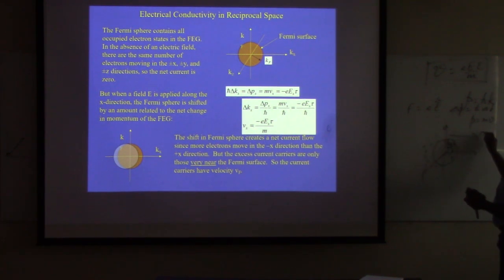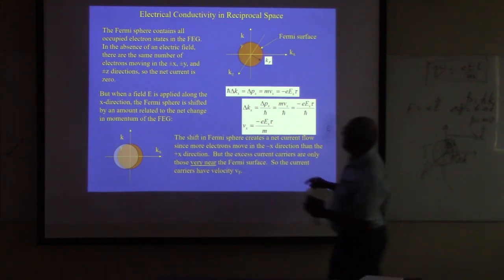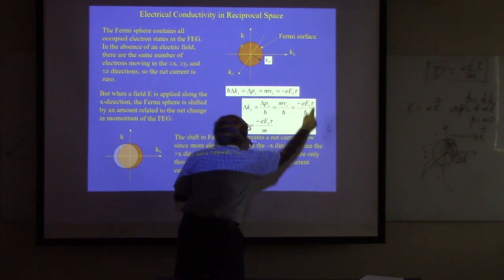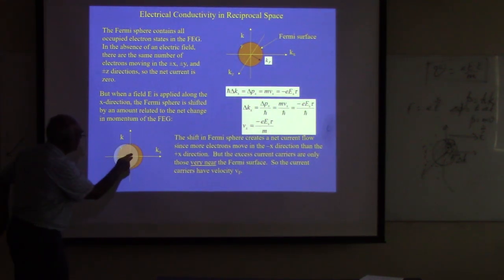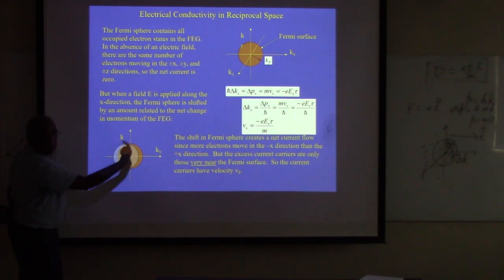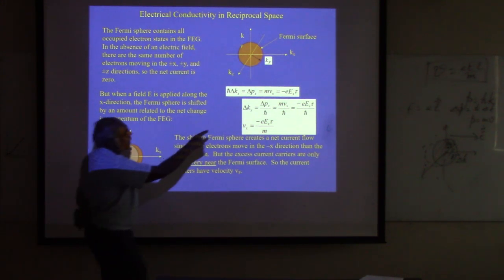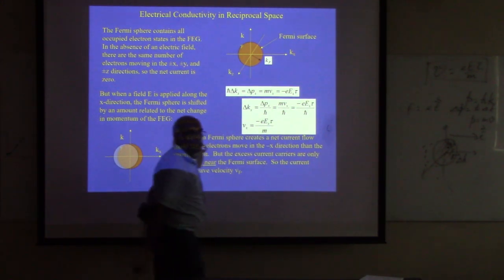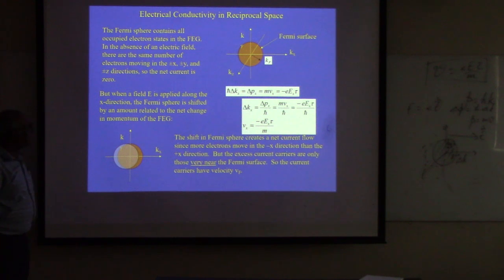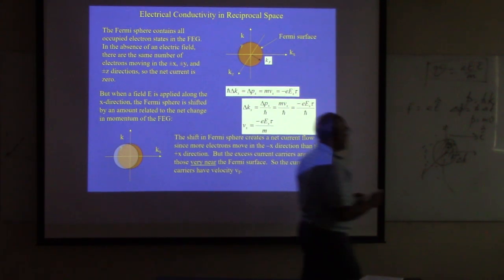Suppose the electric field is in this direction, so this is going to be shifted by Δk, by this much. If you look at this one, you can see this was the one before. After the electric field, it moved by negative Δk, but what is that value? Δk is given by this value. Is that clear?